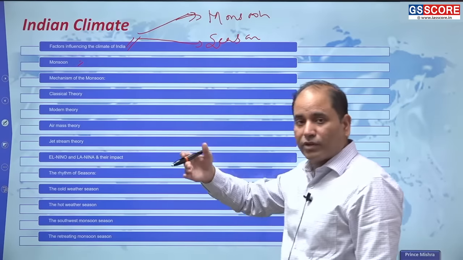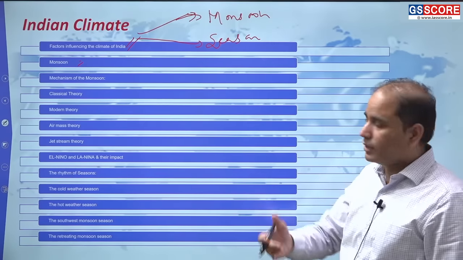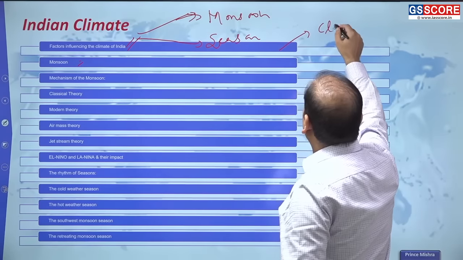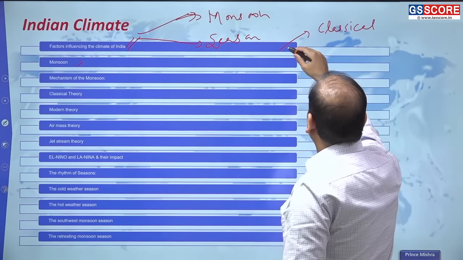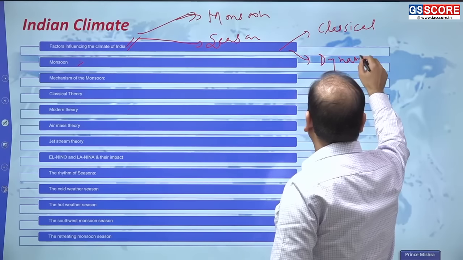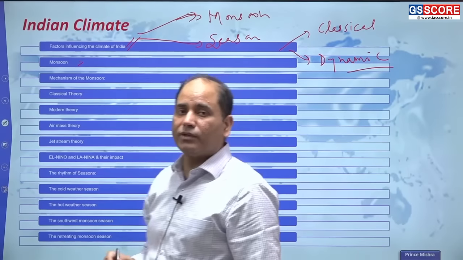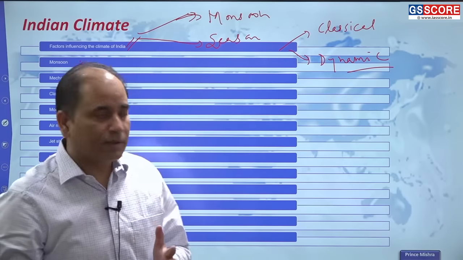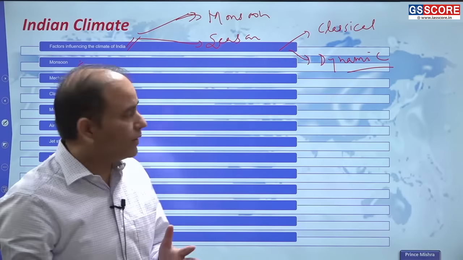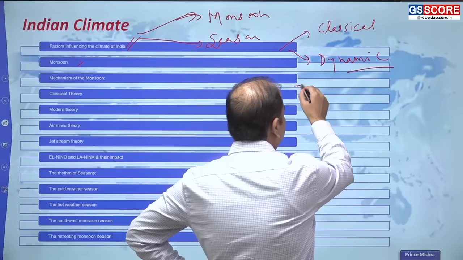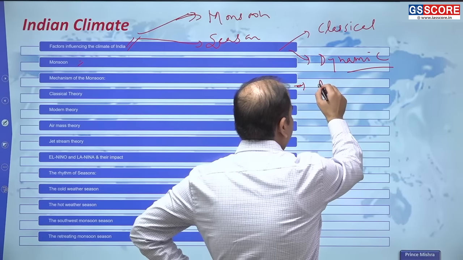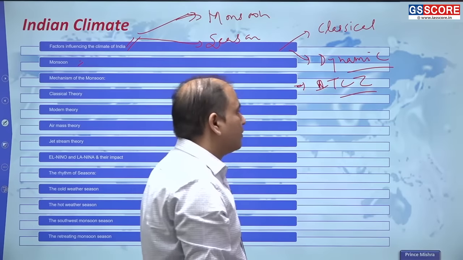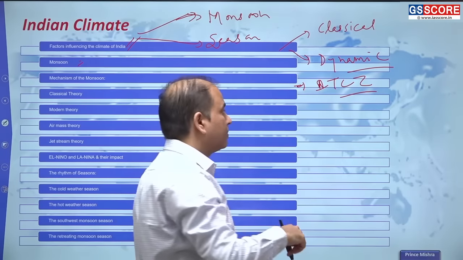Most of the monsoon related theories are clubbed in two categories: the classical concept of monsoon and the dynamic concept of monsoon. The classical concept of monsoon is given by Halley, the classical or thermal concept. In the dynamic concept of monsoon, we have the ITCZ concept, the role of ITCZ, which is also sometimes referred to as the air mass concept of monsoon.